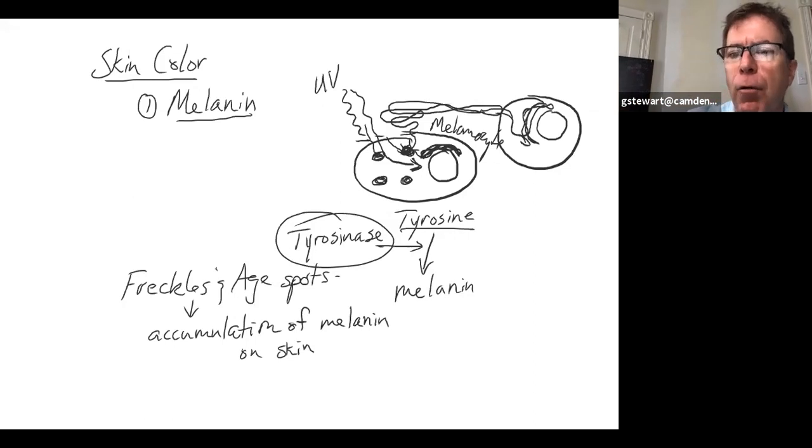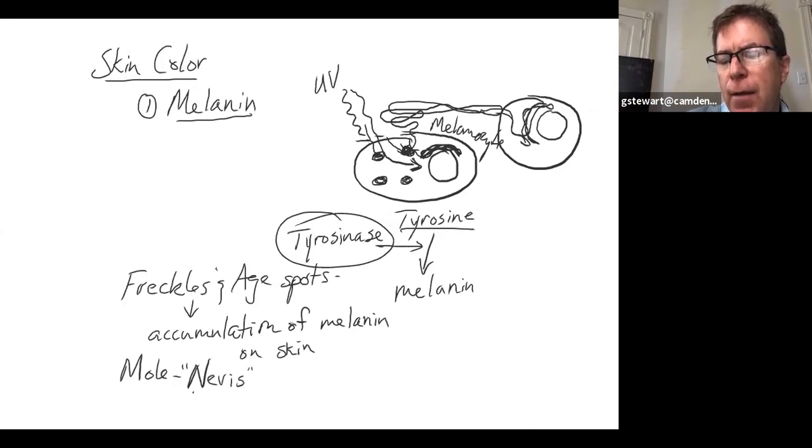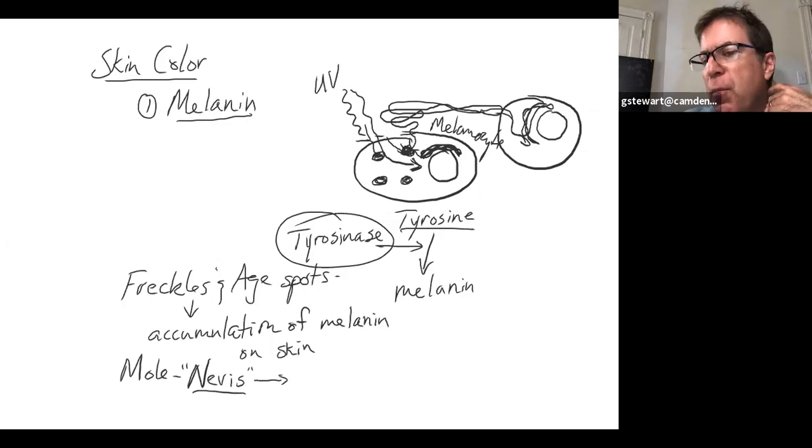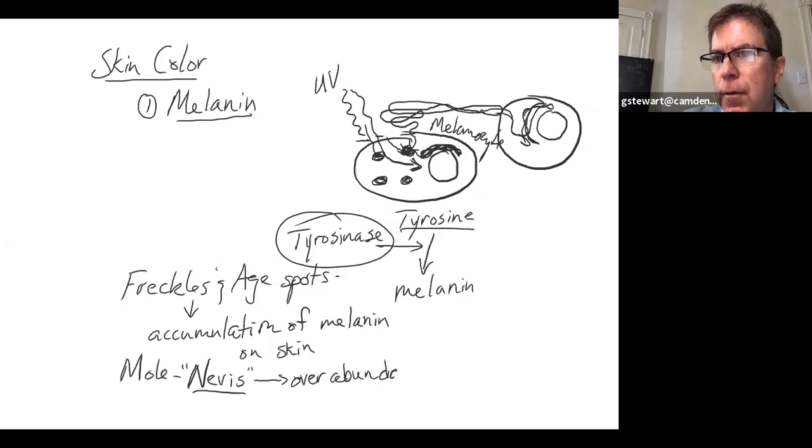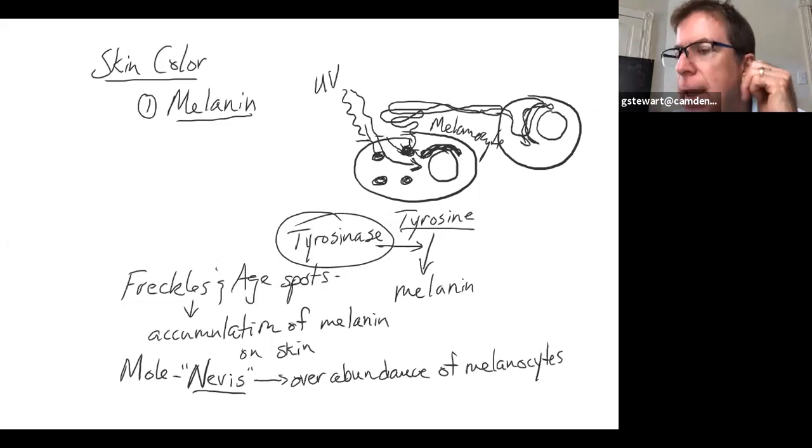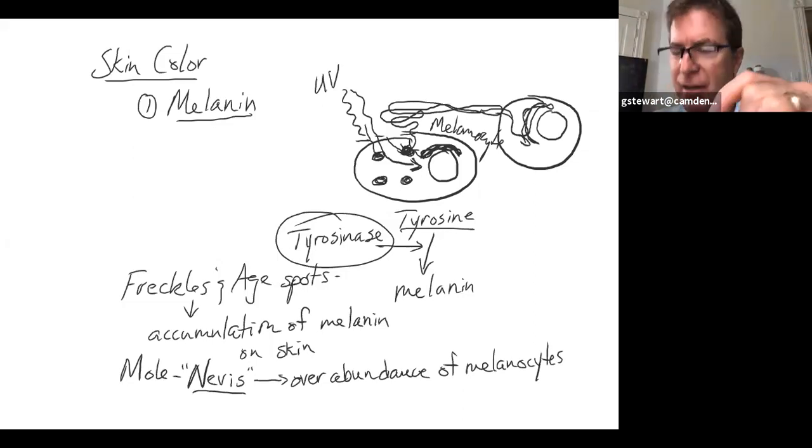That's different from a mole. A mole, which is called a nevus, is the scientific name for a mole. You and I say mole, but the scientific name is a nevus. This is literally an overgrowth, an overabundance of melanocytes, of the cells, not just the pigment. So I'm going to write overabundance of melanocytes. Like I said, when that rises to the surface of the skin and it stops, that's not necessarily a problem. That just creates a mole on the surface of the skin.